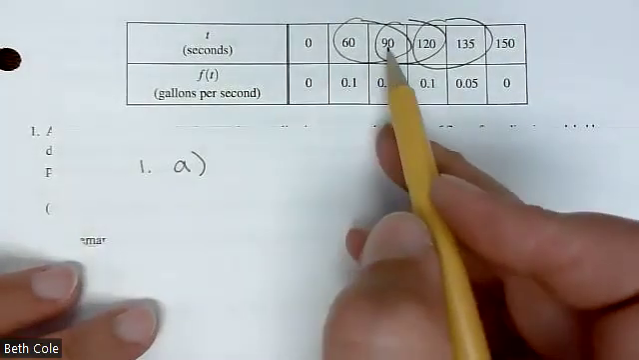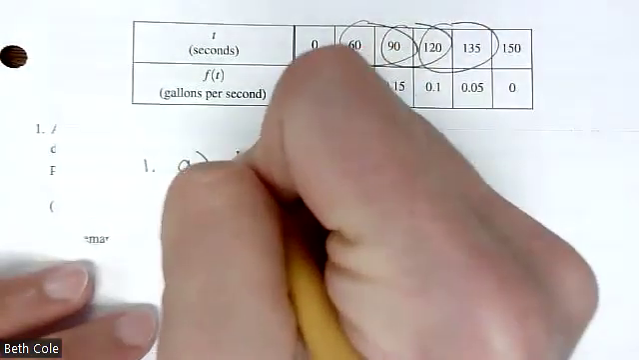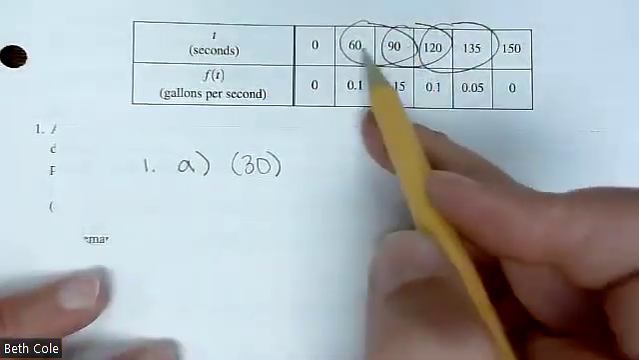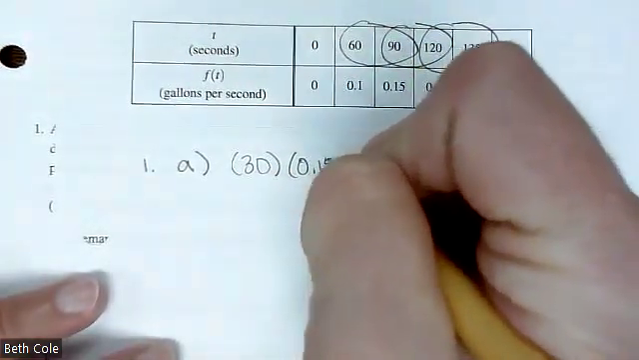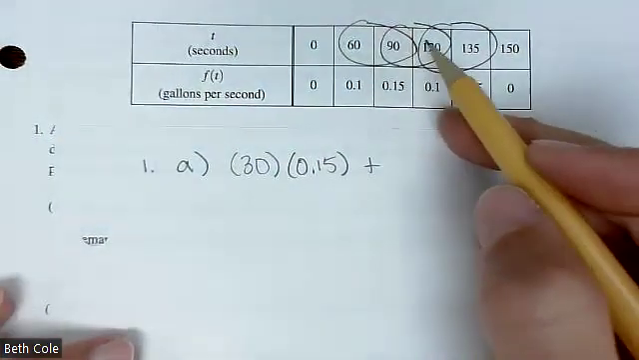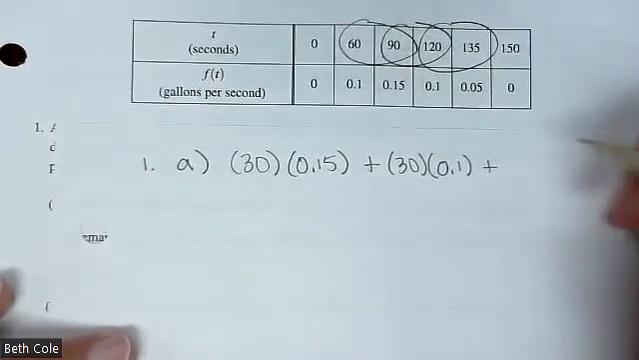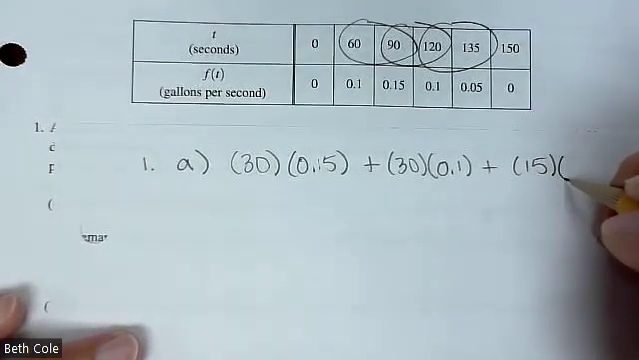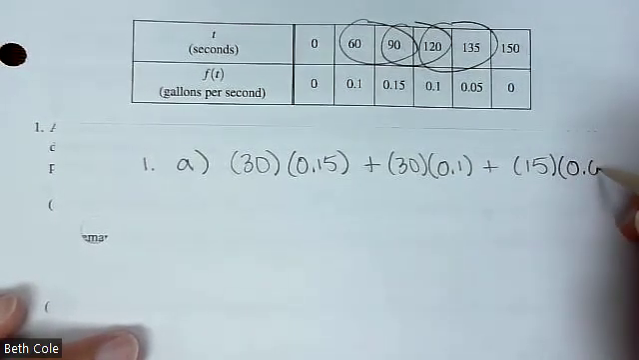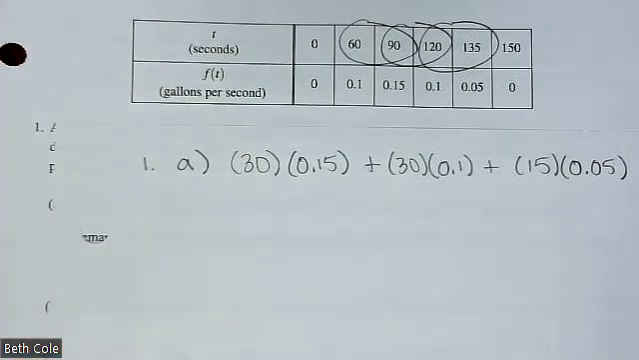So let's do the first one. 30, how'd you get 30? Because that's correct. The distance, and then which is the one on the right? 0.15. Plus, now let's do the next one. 30 times 0.1. And then the last one, 15 times 0.05. That is worth 2 points. It is 2 gimme points. And they started out with that. That was a very inviting problem.